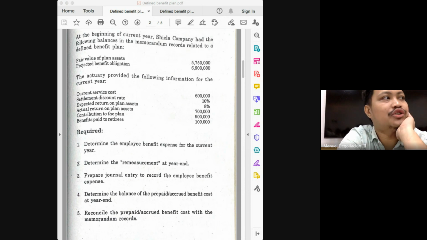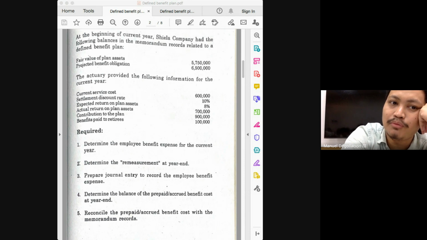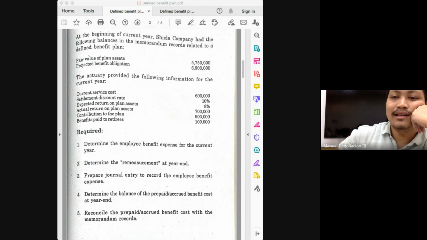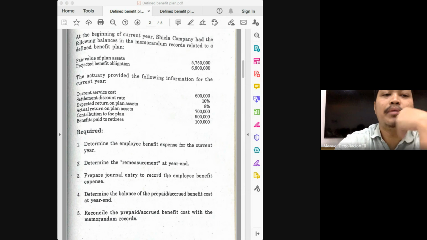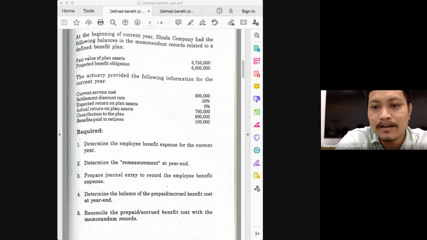Now, if you've watched the previous recording, class, there's an alternative solution to your ending balance of your prepaid or accrued benefit cost, and it is by starting with the beginning balance of your prepaid or accrued benefit cost and simply deducting the net change in your prepaid or accrued benefit cost. And how are we going to solve for the net change in your prepaid or accrued benefit cost, class? It would be your total defined benefit cost minus contributions to the plan, okay, or contributions given.